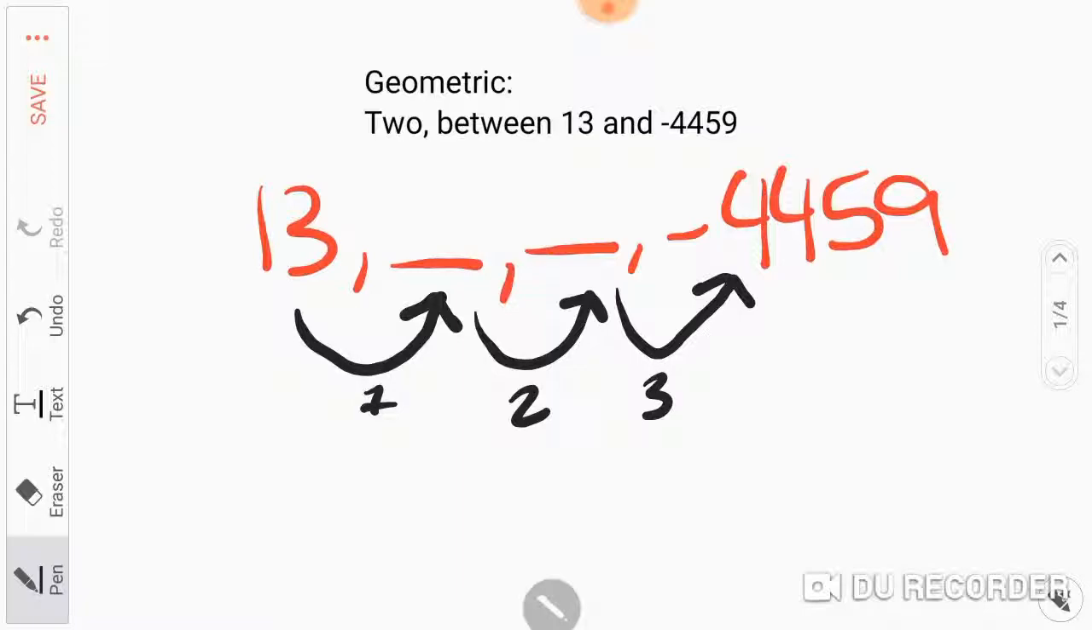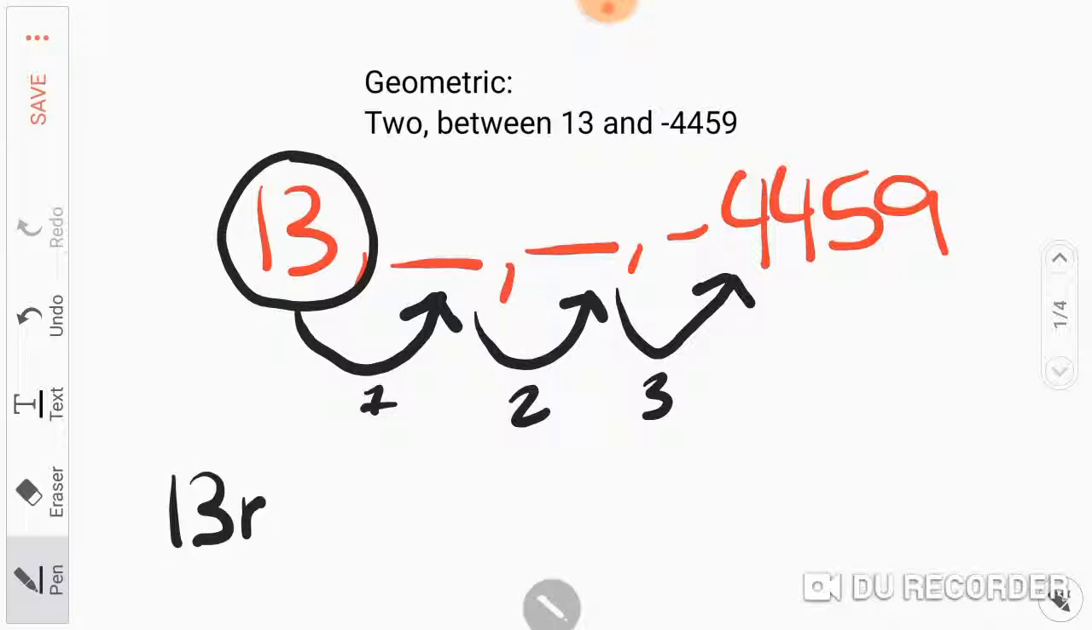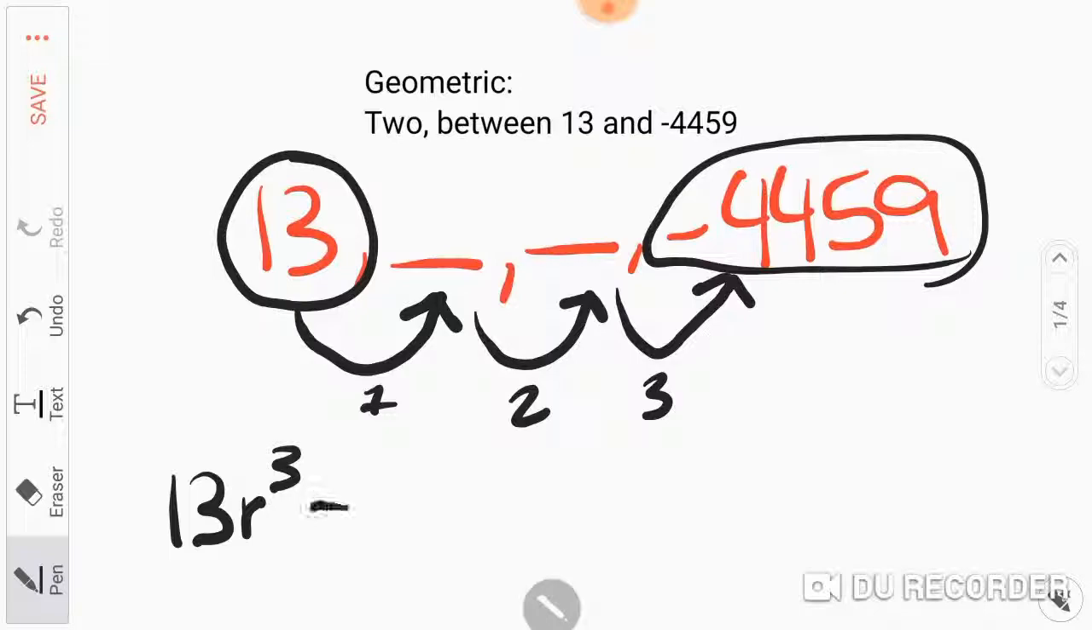So now what we're going to do is list our first number right here. So we're going to have 13. Then we're going to multiply our ratio to how many times we use it. So we use it 3 times. So we're going to put our ratio cubed since we use it 3 times, and then we're going to make it equal to our last number. So it equals negative 4,459. Now we have our equation.